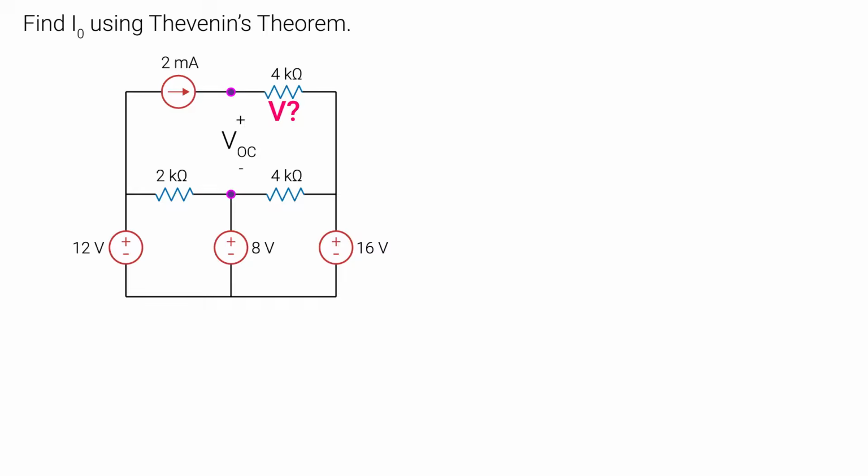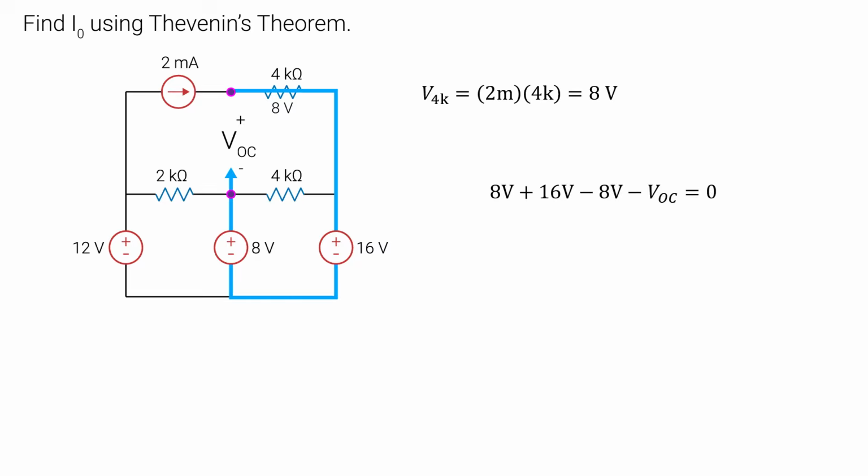And what is the voltage of this resistor? Notice that once we removed our load, this current has nowhere to flow except through this conductor. So the voltage of this resistor is just 4K ohms multiplied by the 2 milliamps. Now we can write our KVL for this loop going clockwise.